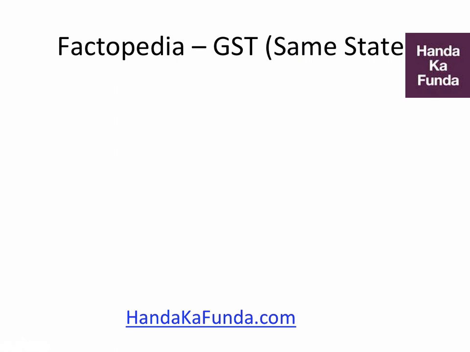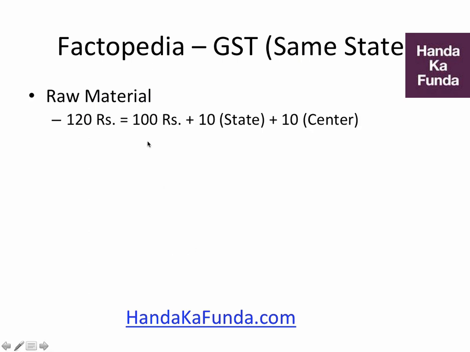So let's have a look at how the GST would work when it is applied in the same state. So first of all, imagine that you have a raw material which costs 100 rupees. Then 10 rupees, if this is the tax rate, 10 rupees go to the state and 10 rupees go to the center, which means 120 rupees will be the cost that the manufacturer is paying to the person who is giving him the raw material. So here we will try to understand the concept of tax on value addition. That is the first thing that I am talking about.